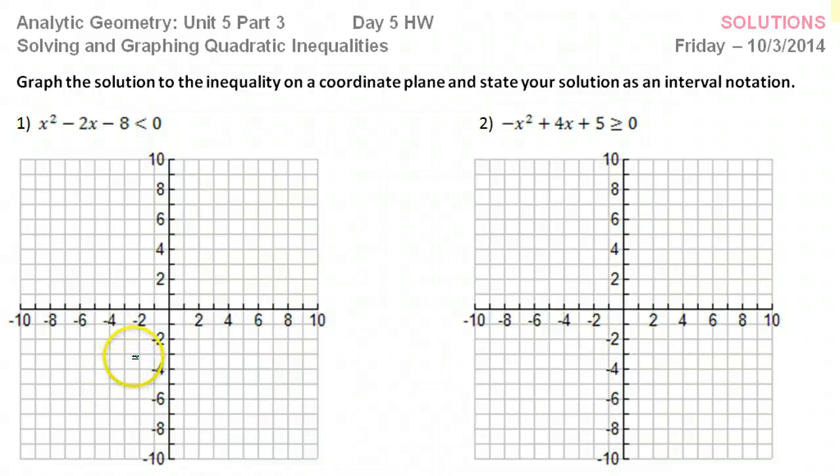Alright guys, in this video we will learn how to solve and graph quadratic inequalities. Take note of the fact that we only have x values here, no y values. When we only have x values, that's a hint to you that we will be doing a number line graph, and we'll be doing interval notation. So there won't be any shading, it'll be a number line that we're shooting for.